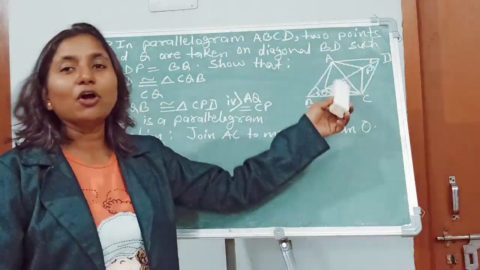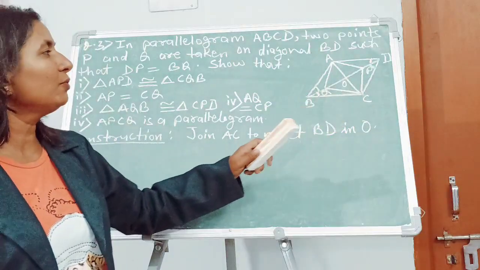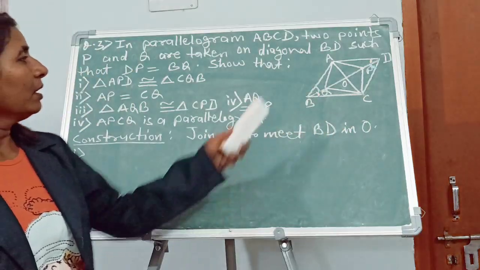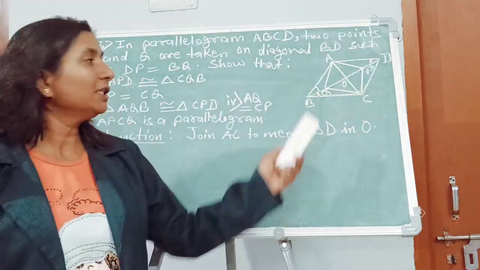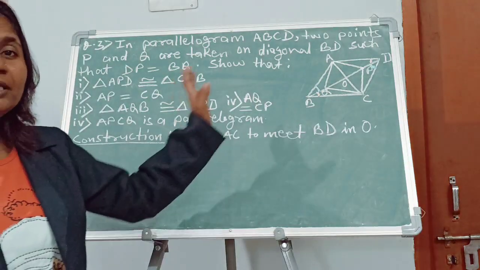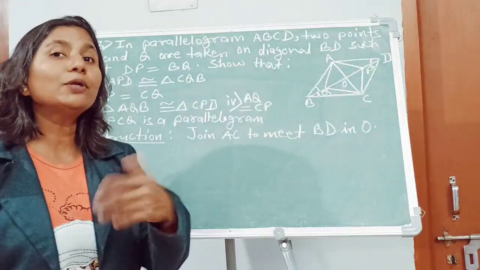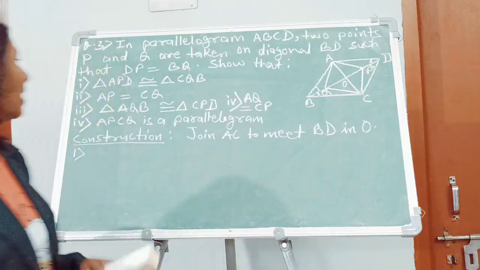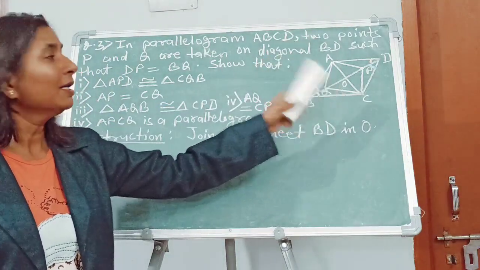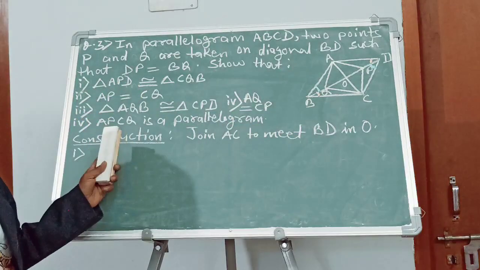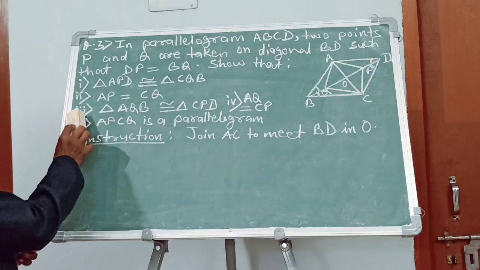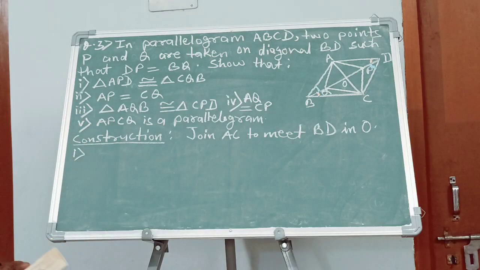So here only one diagonal is given. So what will we do? We will construct another diagonal. We will join the points A and C, and this will be the other diagonal of the parallelogram ABCD. Now these are the things which are given in the question. Now what to do is the question. You have to show that, total 5 things you have to show here.